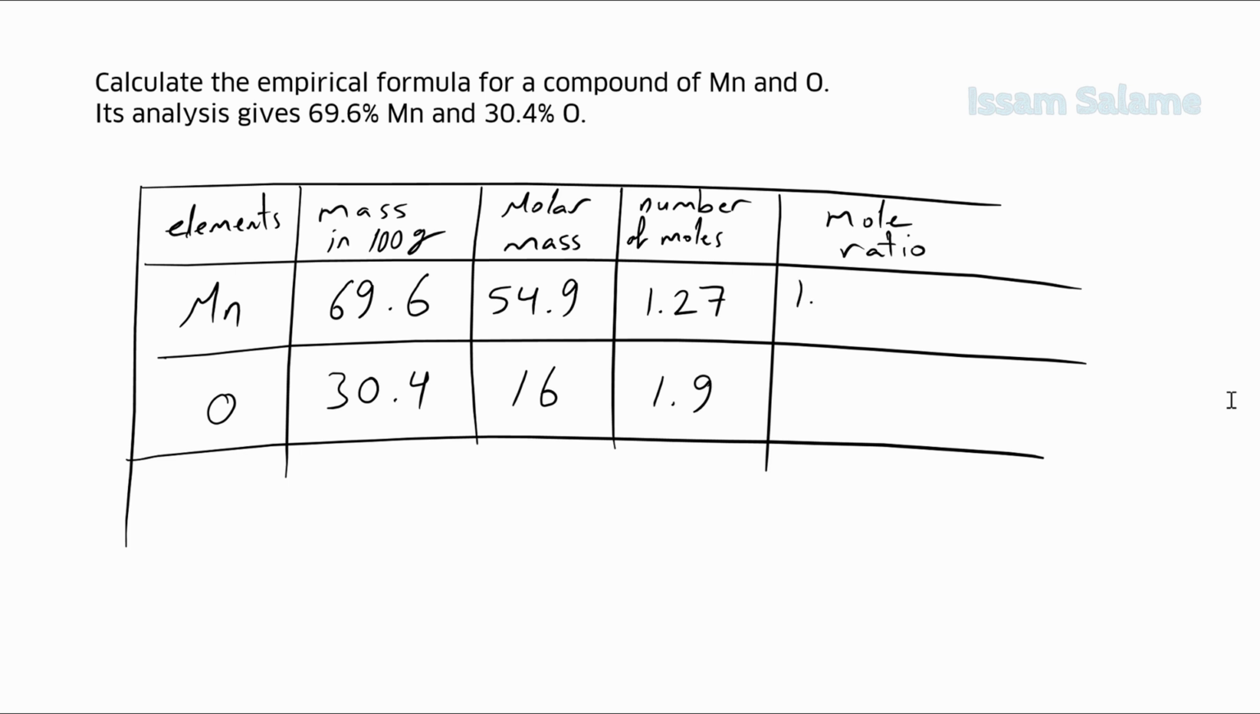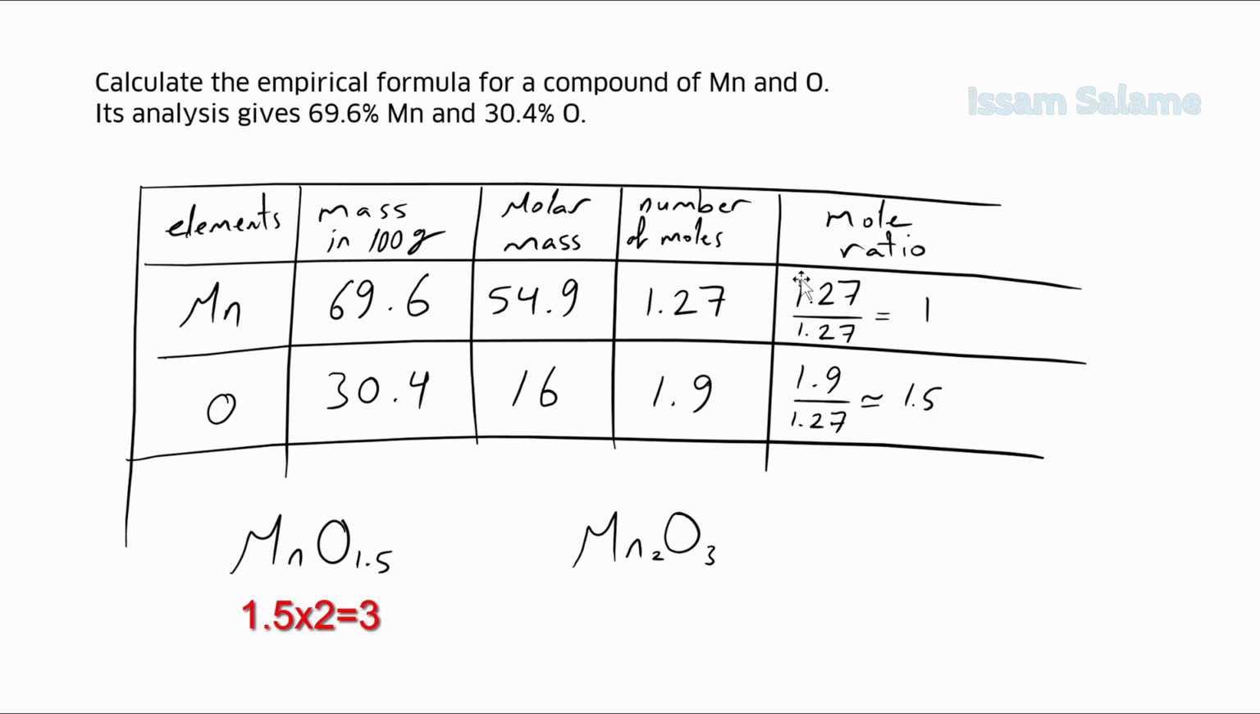To find the mole ratio, we should divide the number of moles by the lowest number of moles we calculated. Since 1.27 is the lowest, in the first one we get the mole ratio equal to 1. In the second one, we divide 1.9 by 1.27, we get 1.5. So always we find the lowest number of moles and we divide by that number to get the mole ratio for all the elements. So the empirical formula is supposed to be MnO1.5, but since we cannot have decimals in the formula, we should multiply it by 2. Then the empirical formula is going to be Mn2O3.